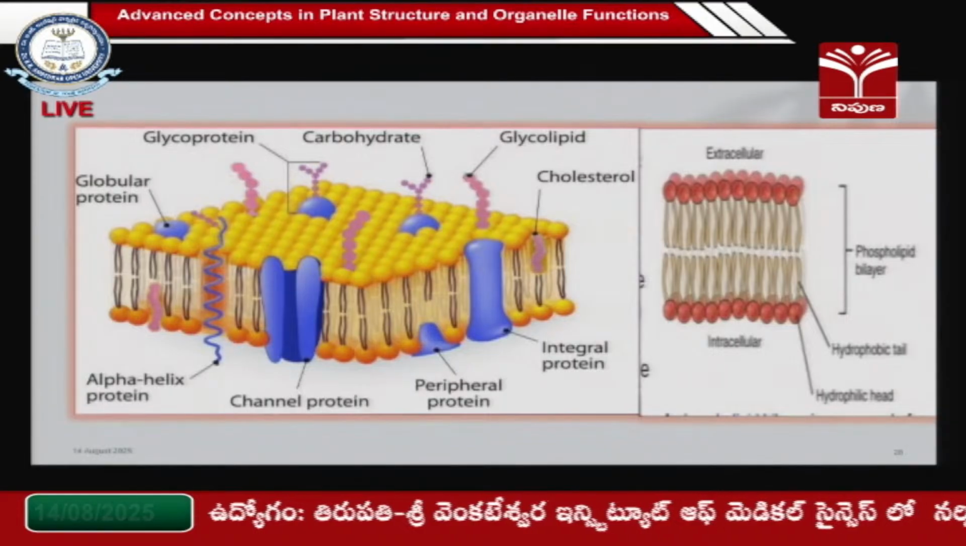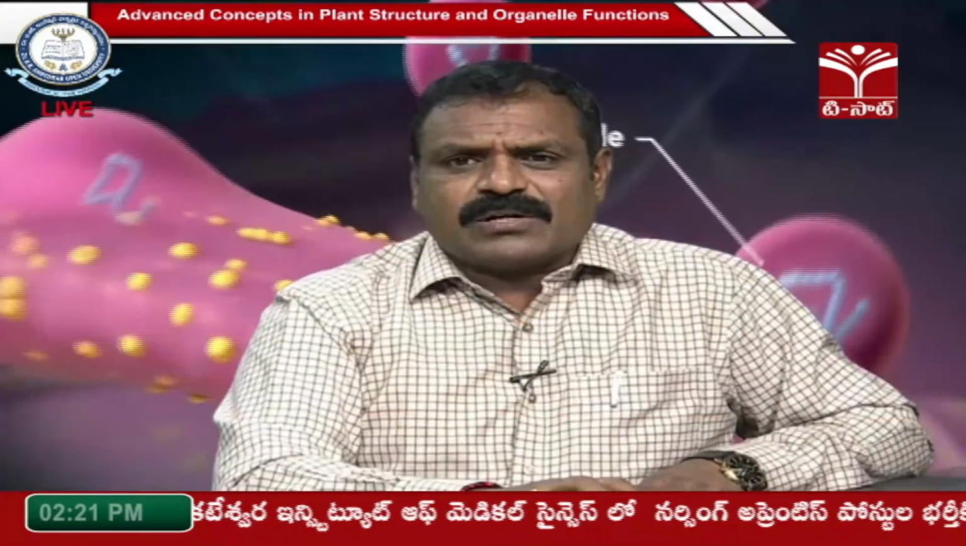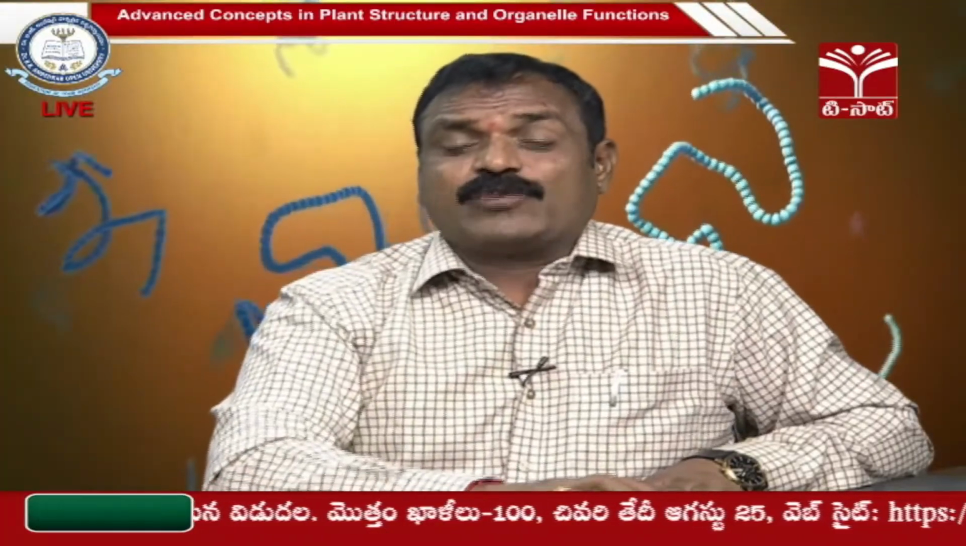That is, the fluid mosaic model given by Singer and Nicolson. So due to that reason, the plasma membrane has the ability to accept molecules by diffusion, facilitated diffusion, or active transport.